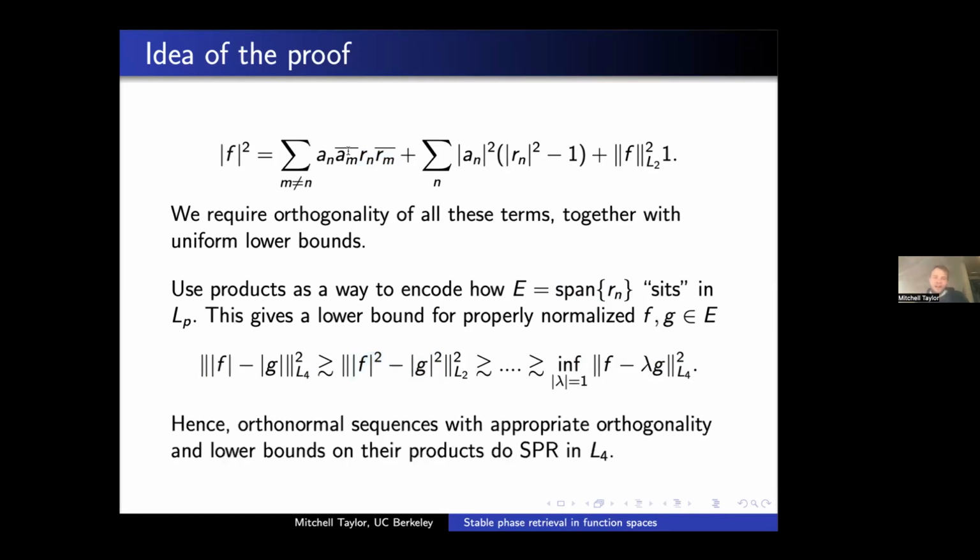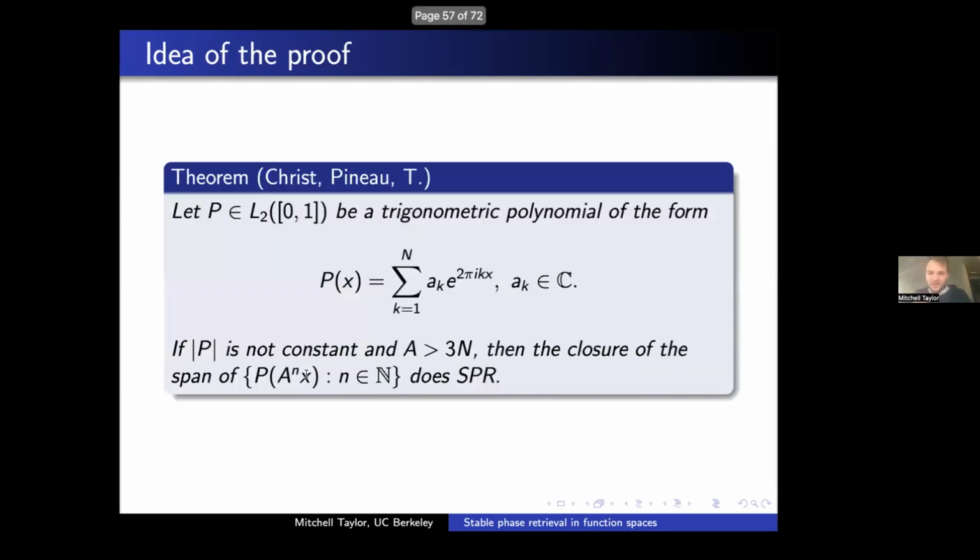But there's two problems with this approach. The first is that it necessitates you working in L4, because you want not only an orthonormal sequence, you want products that are orthogonal as well. And products being orthogonal means you need your products to be in L2, which means you need your original functions to be in L4. So this is why L4 norms appear. And the second big problem is, how do you verify all these conditions? Let me briefly tell you how you do that.